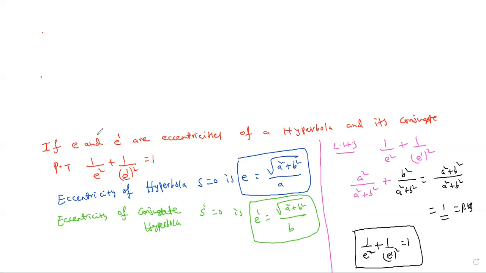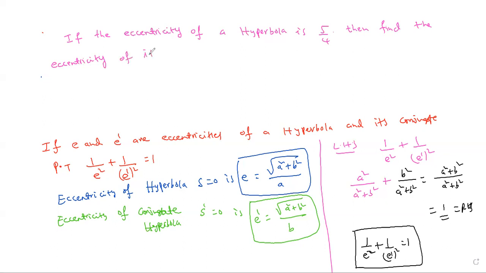Right, next question. Very important. If the eccentricity of a hyperbola is 5/4, then find the eccentricity of its conjugate hyperbola.